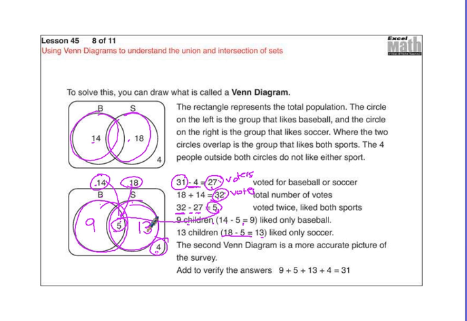And it says that we can figure out that our answer is right by adding up 9, 5, 13, and 4. And that should come out to be 31. And they told us at the beginning of the problem that 31 people were in the class that voted. So that comes out to be right, that there's 9 that like baseball only, 5 that like both, 13 that like soccer only, and 4 people that don't like either one.